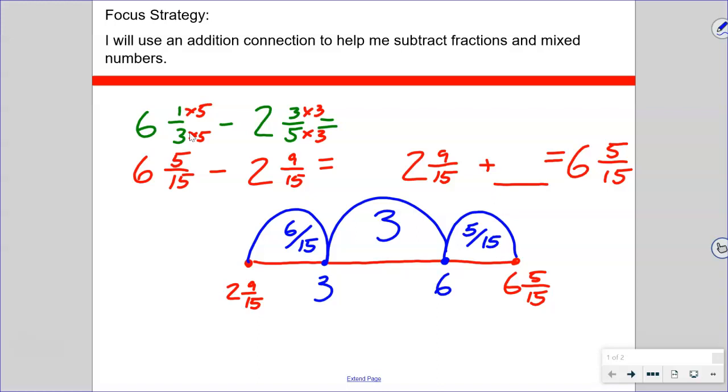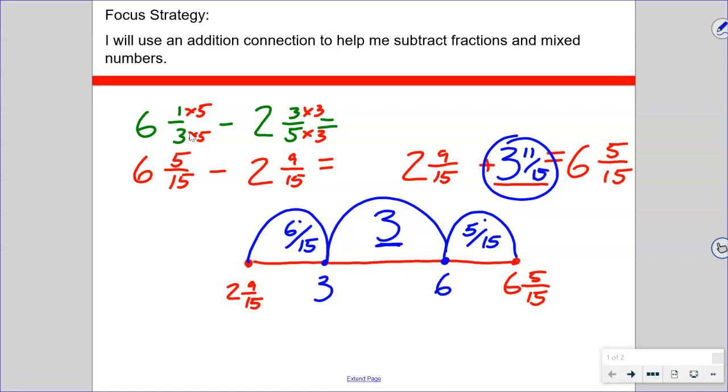So in this situation, we have our answer. We have the difference. We know that we added 3 wholes, 6/15, and then 5/15, which means all together, we had to add 3 and 11/15. And that right there is our answer. When you are subtracting, we are finding the difference between two numbers. And the difference between 2 and 9/15 and 6 and 5/15 would be 3 and 11/15.